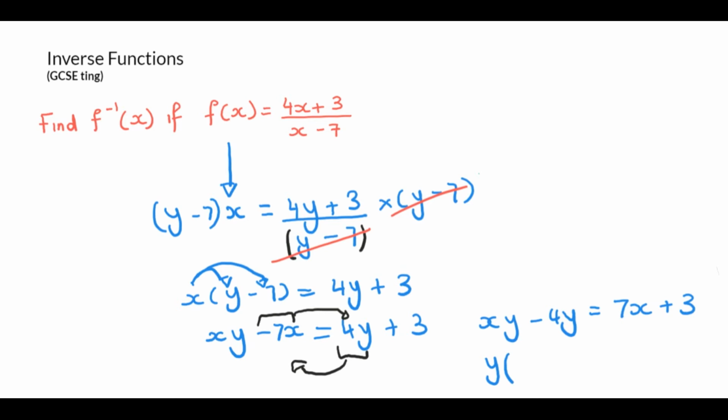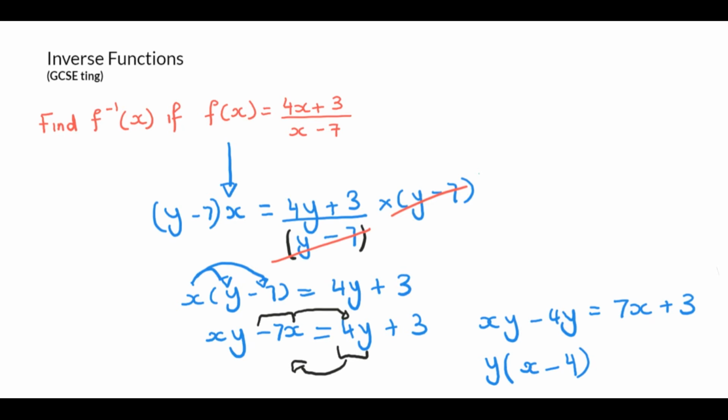Now what I say to myself is, what do I multiply y by to get me xy? And the answer is x, because y times x is yx, xy, same thing. Next step, what do I multiply y by to give me minus 4y? The answer is minus 4, because y times minus 4 is minus 4y.